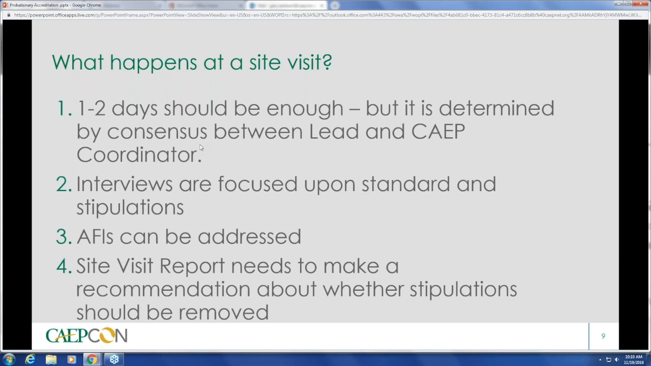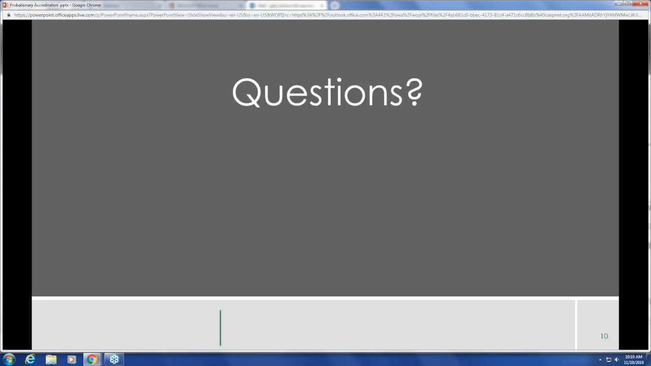Just like a normal site visit, interviews are done, but they're focused only on the standard and stipulations. So since most of these are around standard 5, you don't need to be asking questions about 1, 2, or 3. If it is one around 4, obviously you need to be interviewing people that were involved with that. The AFIs can be addressed, and you can make a recommendation on those. The most important thing is at the bottom of the site visit report, there needs to be a clear recommendation about whether stipulations should be removed or not. That is the quick and dirty on site visits.